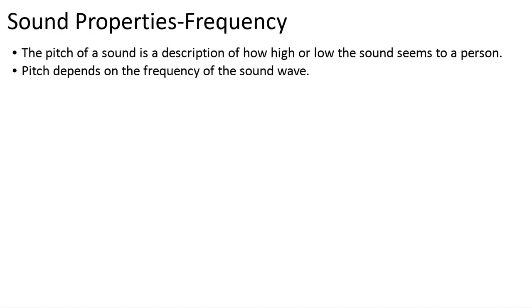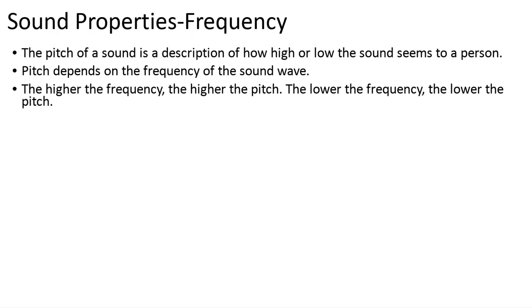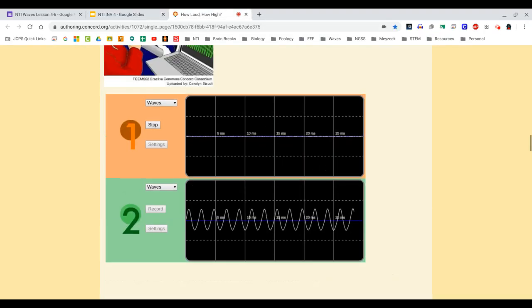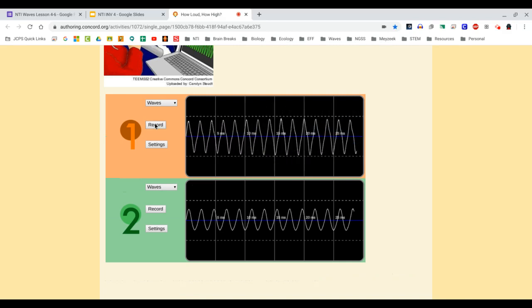Pitch depends on the frequency of the sound wave. The higher the frequency, the higher the pitch. And the lower the frequency, the lower the pitch. And I can show you this in the simulation real quick as well. So I'm going to record a high pitch. I'm actually going to do you. And you can see that I got 3 waves for 5 meters per second.